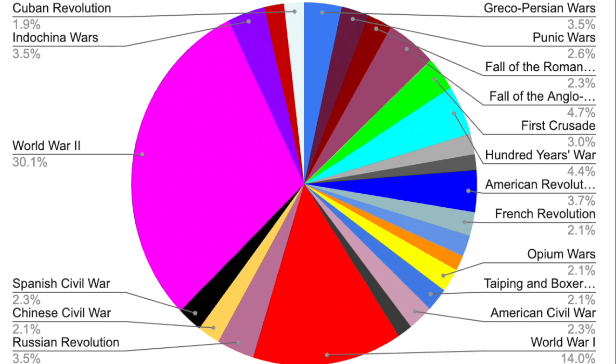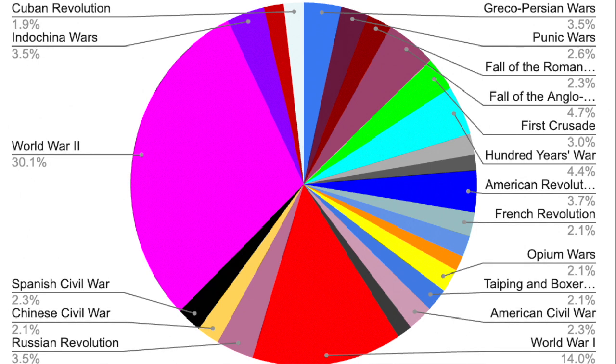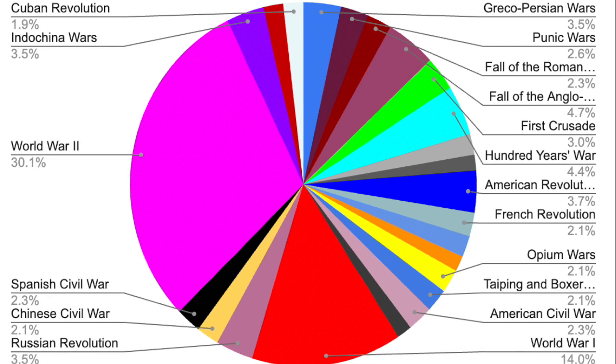And then after that, you get wars that are in the 2%. So you get the Punic Wars, you get the fall of the Roman Empire, you get the French Revolution, you get the Opium Wars, the Taiping and Boxer Rebellions, the American Civil War, the Chinese Civil War, the Spanish Civil War, and then under that you get the Cuban Revolution, 1.9%. But yeah, it is pretty interesting to see what the most popular wars to cover are.